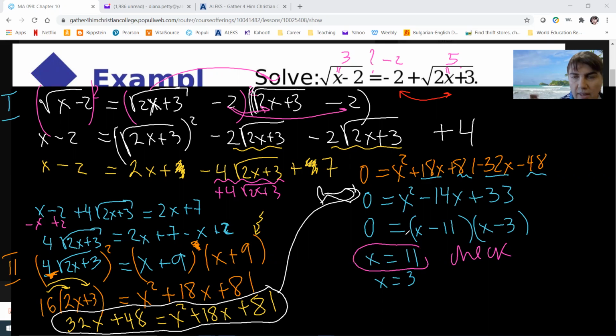So let's check the 3 now. I'm putting 3 here and 3 here. So 3 minus 2 is 1. Square root of 1 is 1. Let's do the other one. Minus 2 is minus 2. 2 times 3 is 6. Plus 3, 9. So the square root is 3. So I have this one equal to minus 2 plus 3. Yes. This one has 2 solutions. Look at that. They both check.